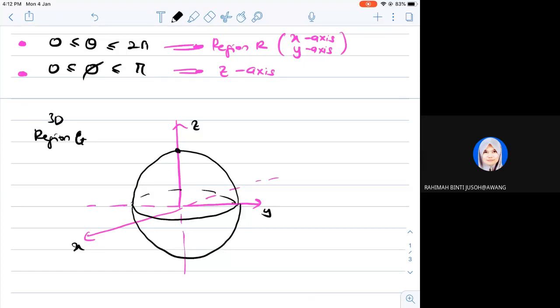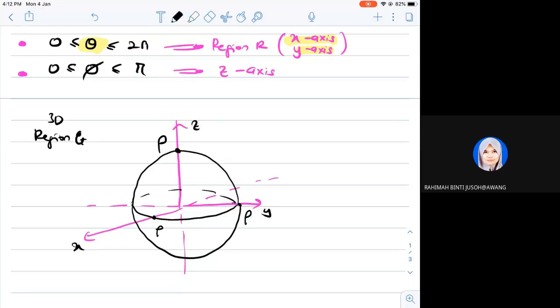Okay, and the values here, of course, equal rho, because rho is the radius. Here also rho, and in the front also rho. Now let me explain to you about theta first. Theta refers to the X axis and Y axis.